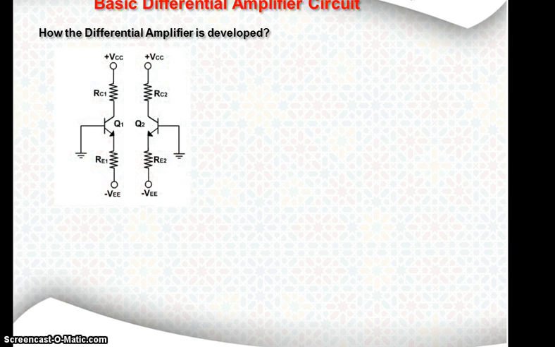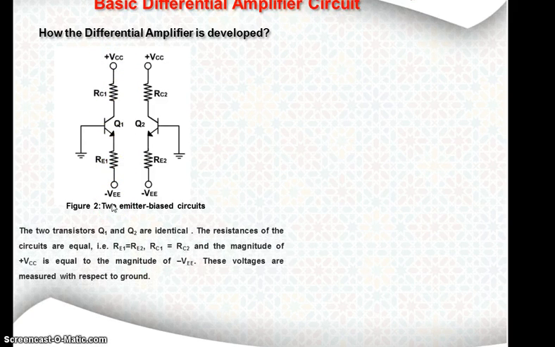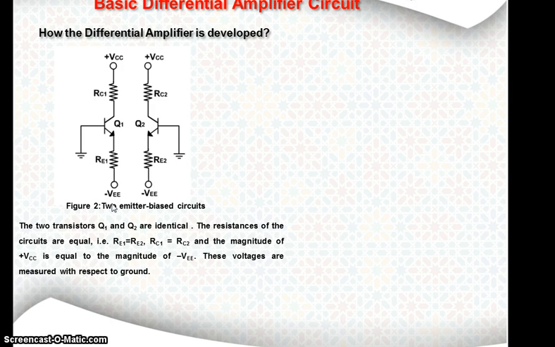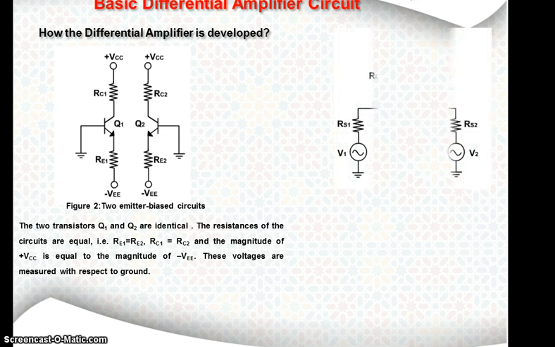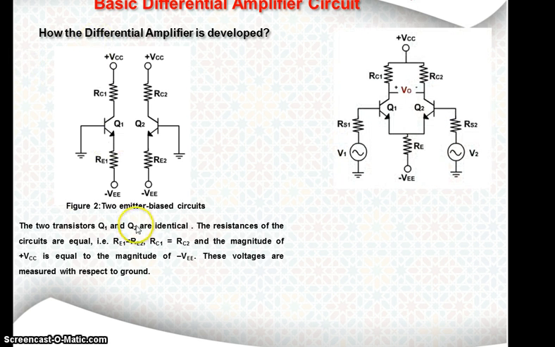Now consider two emitter biased circuits like this. Here the two transistors Q1 and Q2 are both identical transistors. Also the resistors RC1 and RC2 are equal in magnitude. Assume that RE1 and RE2 are also equal in magnitude. Both VCC and minus VE are equal in value, but one is plus and the other one is minus, so they differ only in sign. Now both our voltages are measured with respect to ground.